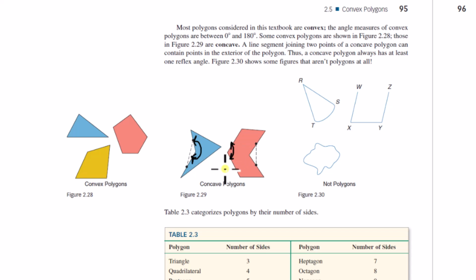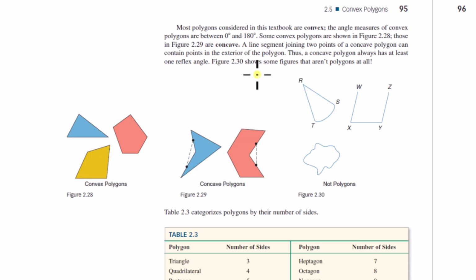Well, no, that's obtuse, but this, or is that? Yeah, that's obtuse. But this would be reflex because it's past the straight line. It's more than 180, you see? Okay, a line segment joining 2 points of a concave polygon can contain points in the exterior of the polygon. Thus, a concave polygon always has at least one reflex angle.